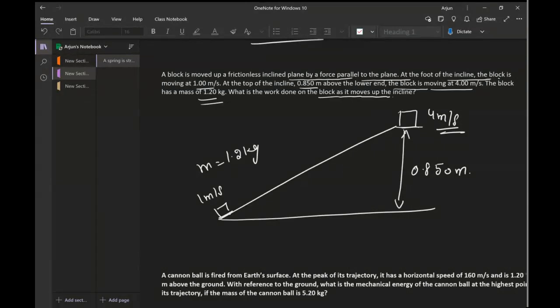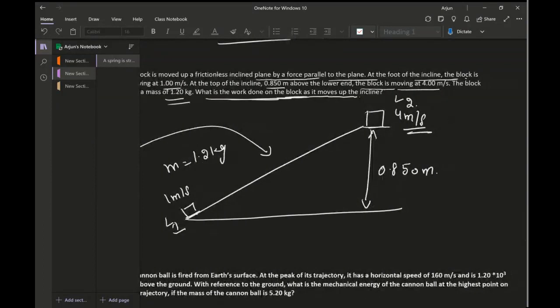Now I can clearly see the work has been added to the system. So it means the mechanical energy at location 1 won't be the same as at location 2, because we are adding work, and that's what it's asking. What is the work added on the block to move it up the inclined plane? So I'll try and find the mechanical energy at location 1 first of all.